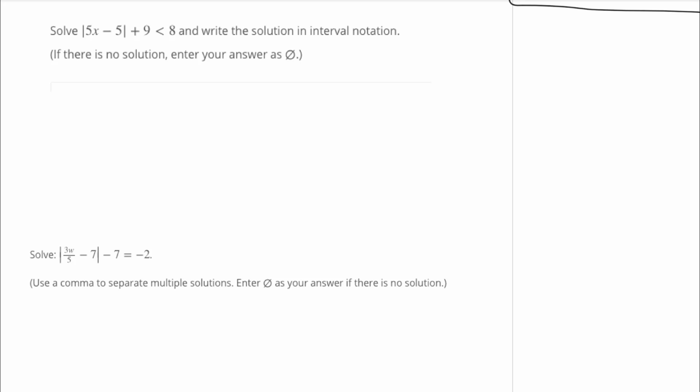For the next problem, what's different about this is now you're dealing with the absolute value.